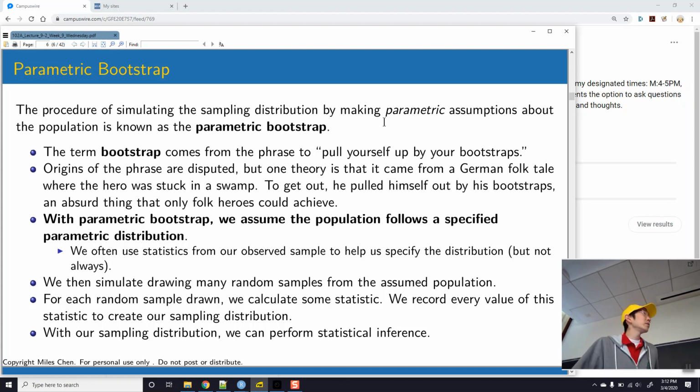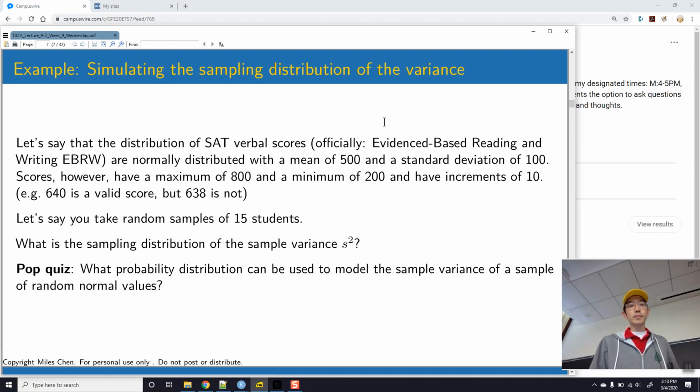A lot of times we'll use statistics from our sample to help us specify this distribution, but not always, okay? And then what we do is we simulate drawing many random samples from this assumed population. For each of these random samples we draw, we calculate some statistic and record it, and then we build up our sampling distribution like that, and then we can perform statistical inference.